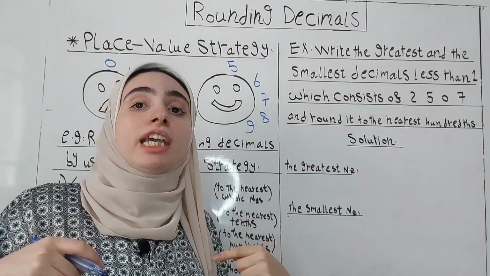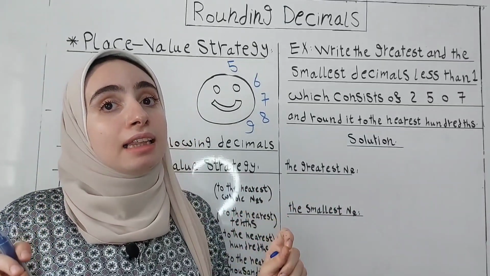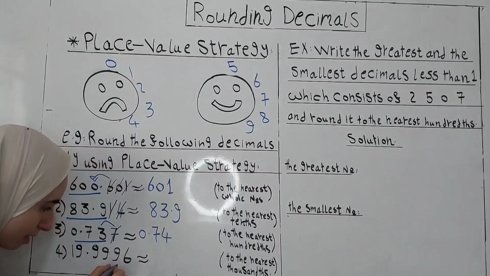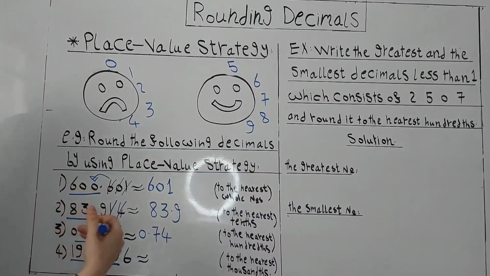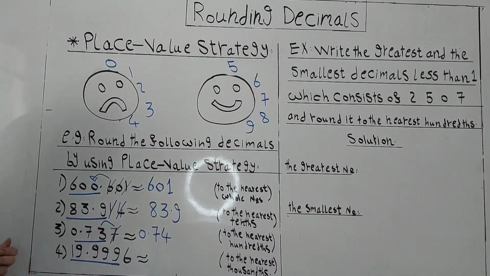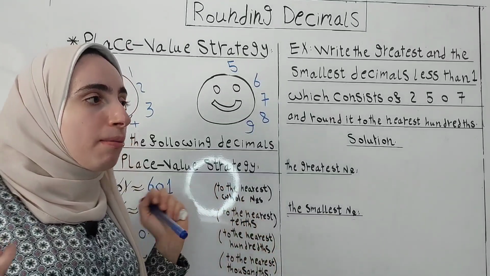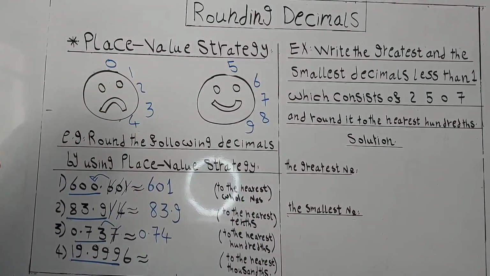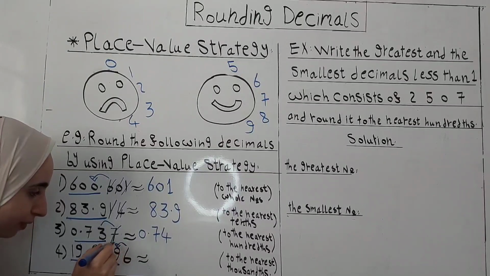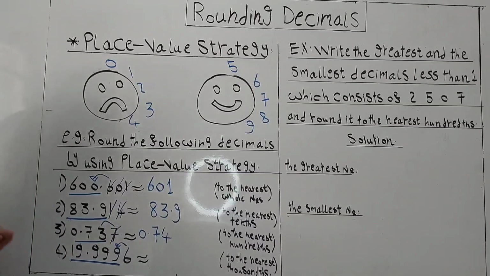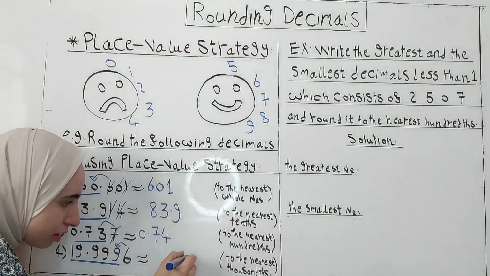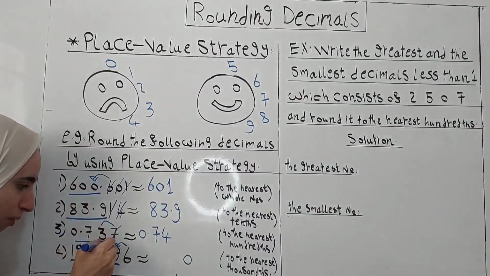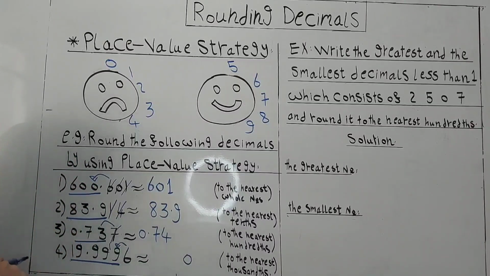First, we look for the digit in the thousandth place, which is 9. We underline this 9 and all digits in the next higher place. Now we look at the digit in the next place, which is 6. 6 is a happy number, so we add 1 to the digit 9, and it will be 10. Can you write 2 digits in one place? No. So we write 0 and carry 1 to the digit in the next higher place.